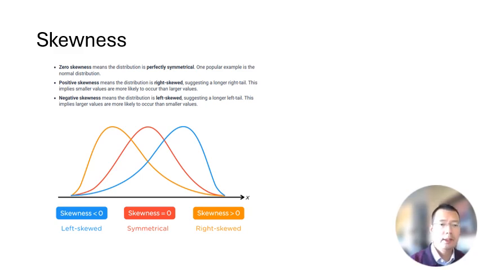This graph just shows how to interpret skewness. If the skewness equals 0, it's symmetrical. If it's right skewed, then you will have a positive skewness. If it's left skewed, you have a negative skewness.